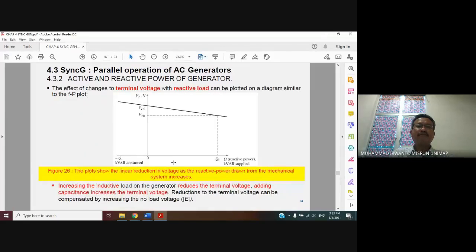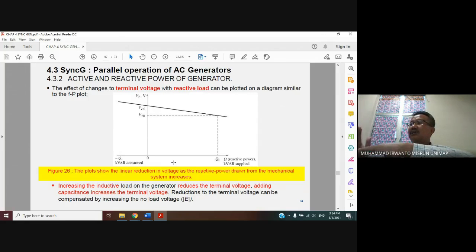Okay. It is related to the frequency. Before, frequency relates to the active power. How to adjust the frequency? It can be adjusted by using the governor.